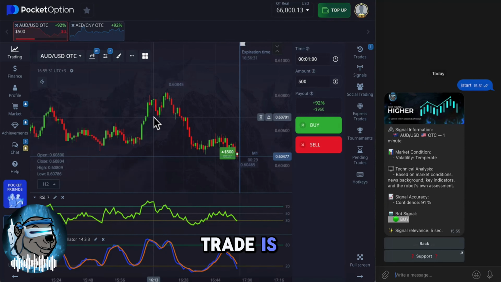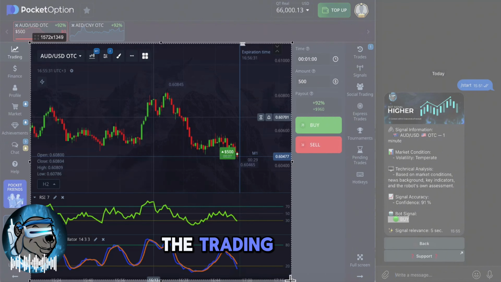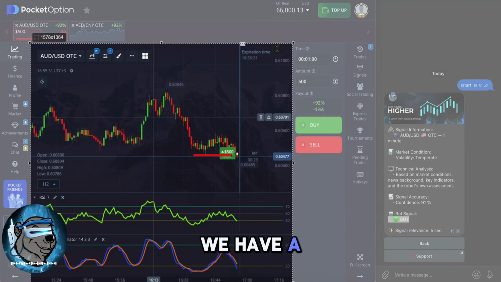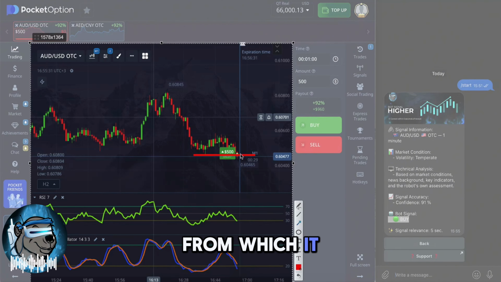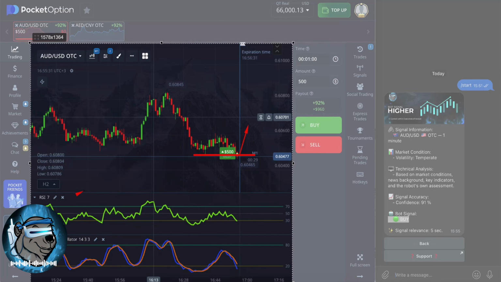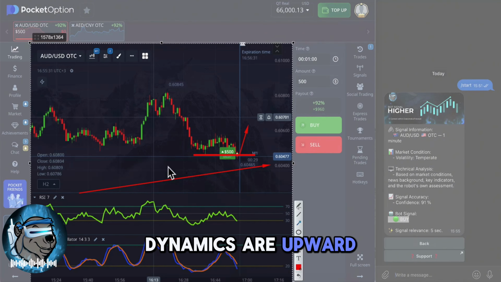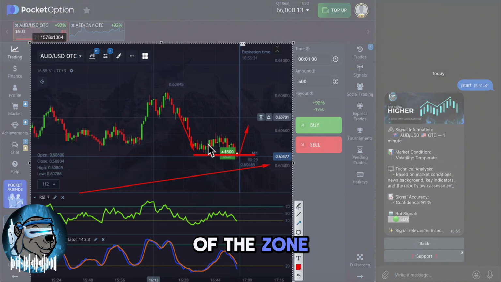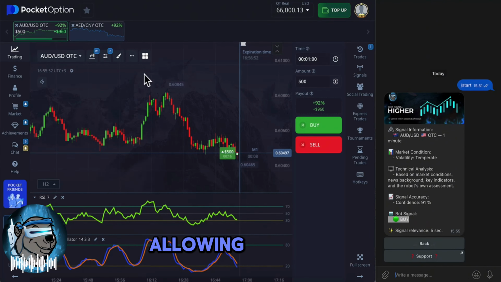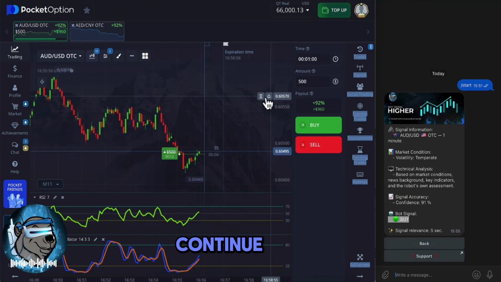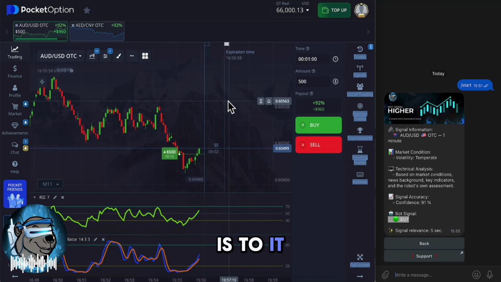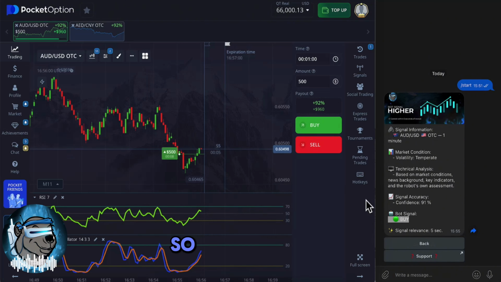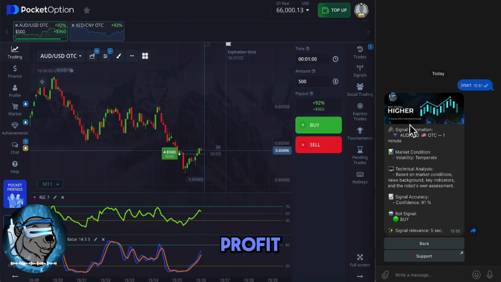Now while this trade is in progress, let's see what the trading robot tells us. It shows that we have a light support zone here from which it predicts a price reversal upward. The overall trend dynamics are upward. We can see that there have already been multiple breakouts of the zone, but the price still reverses each time. Accordingly, buyers are not allowing sellers to push the price lower. As a result, we can expect the price to continue rising. That's all there is to it. I completely agree with the robot, so I'm confident that my trade will close in profit.